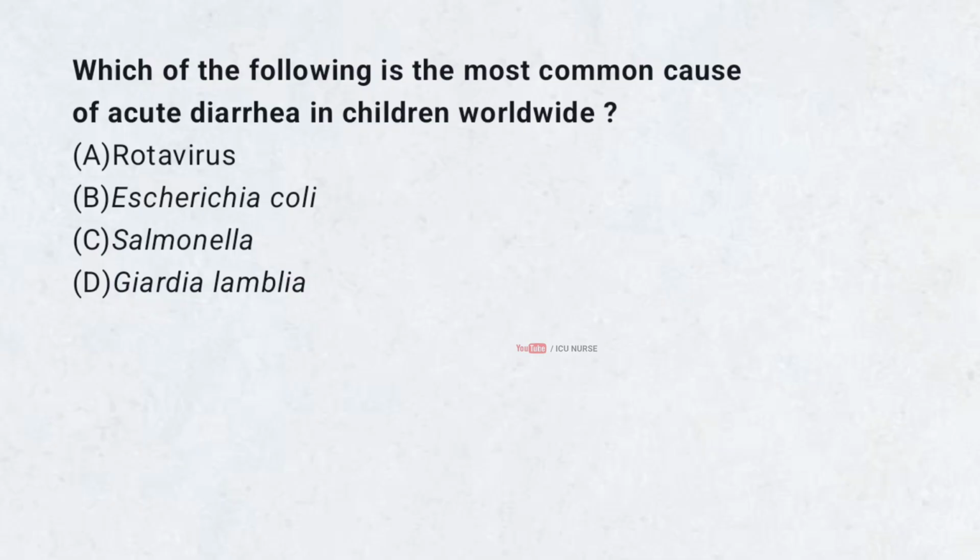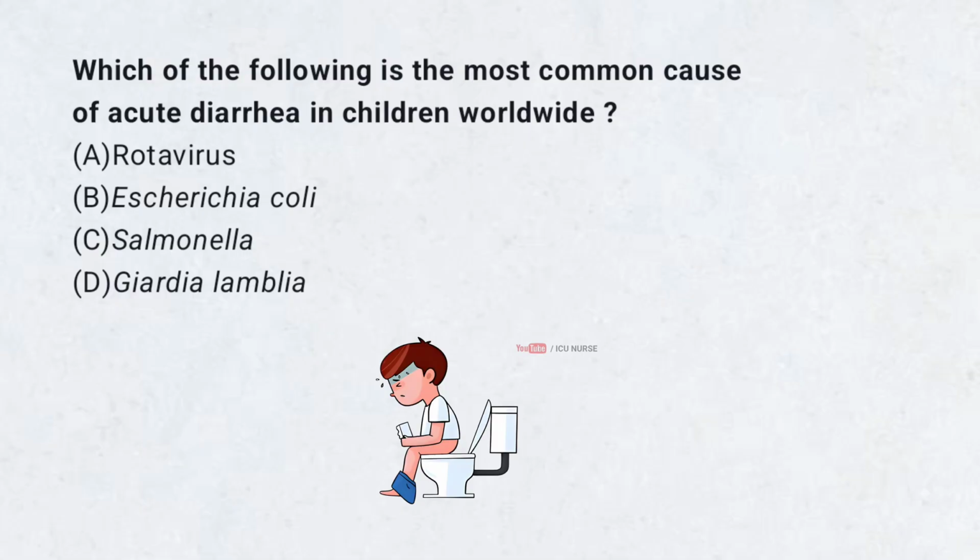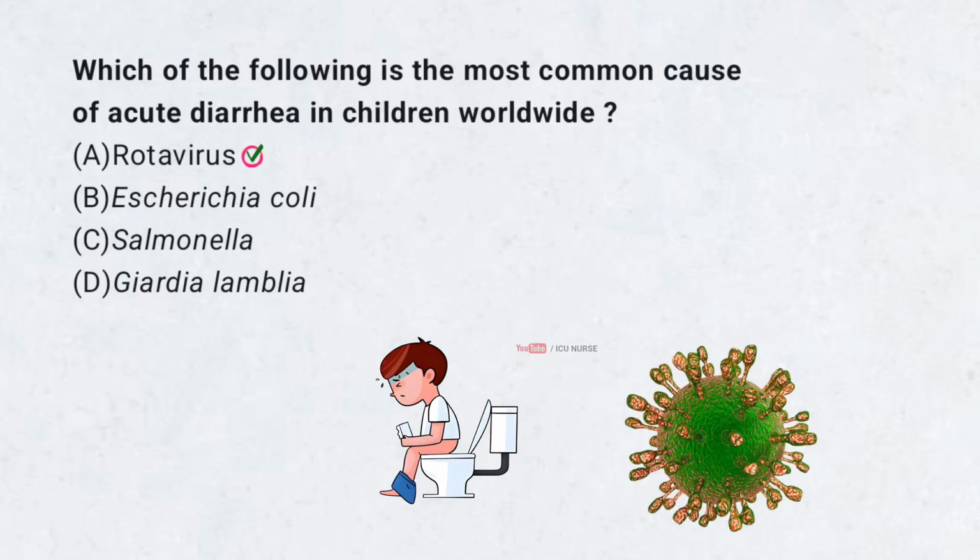Which of the following is the most common cause of acute diarrhea in children worldwide? A. Rotavirus. B. Escherichia coli. C. Salmonella. D. Giardia lamblia. Correct answer A. Rotavirus. Rotavirus is the most common cause of acute diarrhea in children worldwide.